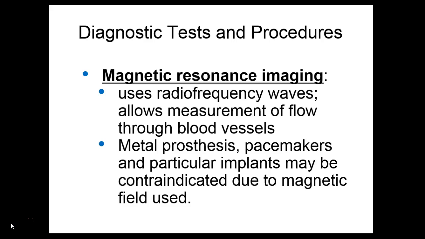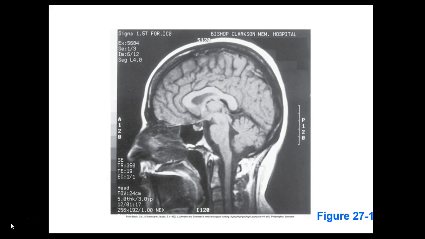Also, you can do a magnetic resonance imaging procedure, which uses radio frequency waves and allows measurement of flow through blood vessels. We need to make sure that the patient has no metal prosthesis, a pacemaker, or metal implants, which would be contraindicated due to the magnetic field that's used. And here you see an example of an MRI. You can get a good indication of the soft tissues that will show up with an MRI, and some of the blood flow as well.